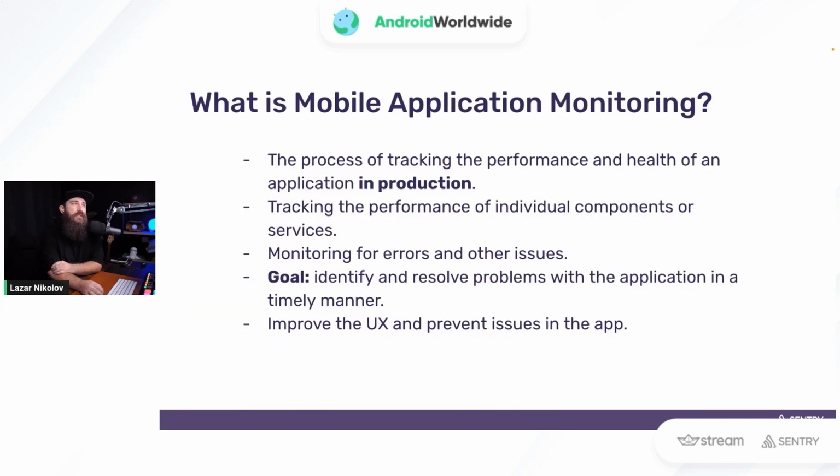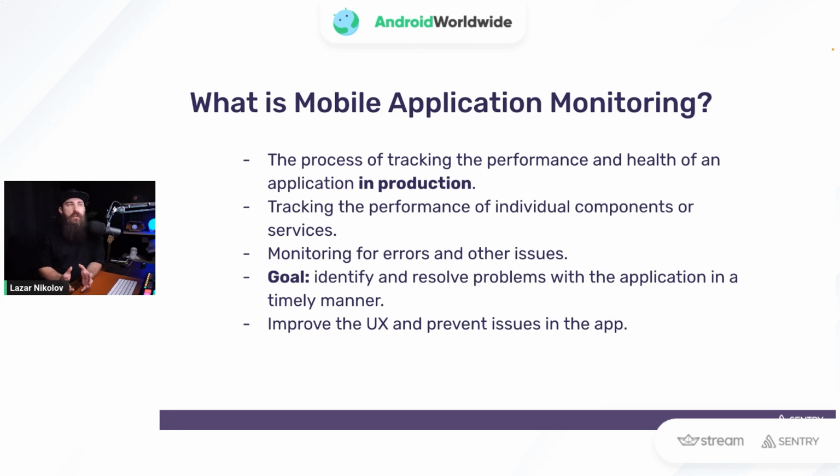Okay. All right, so let's dive in and learn what is mobile application monitoring and why we need it. Mobile application monitoring is the process of tracking the performance and health of an application in production. I'm not talking about destroying your app locally on your phone, trying to find all the bugs that you can find. We're talking about in production. It involves tracking the performance of individual components inside of your app or services, and also monitoring for errors and other issues as they happen in the world. That's what we mean in production.